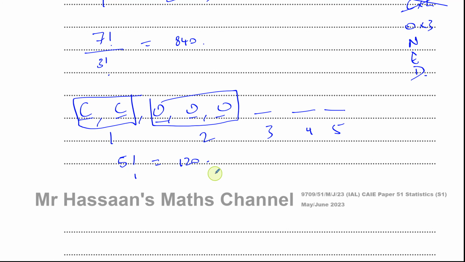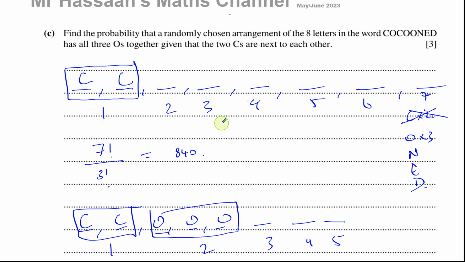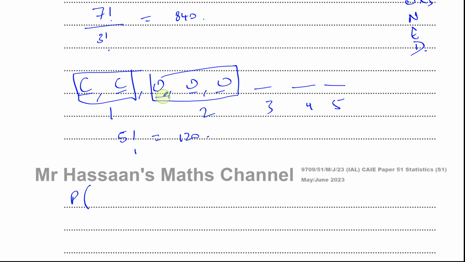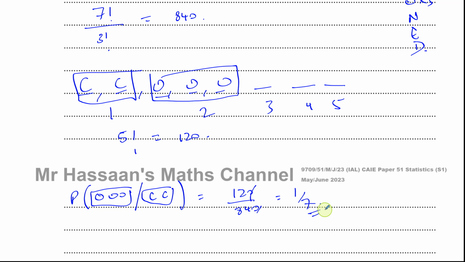So basically, the probability of getting the 3 O's next to each other, given that the 2 C's are next to each other, so the probability of having a block of O's, given that you have a block of C's together, is going to be 120 over 840. Okay, which is 1 over 7. 12 times 7 is 84. So there's the answer, 1 over 7.